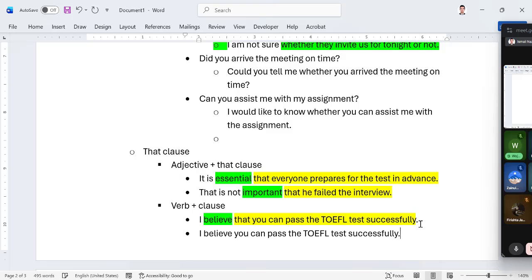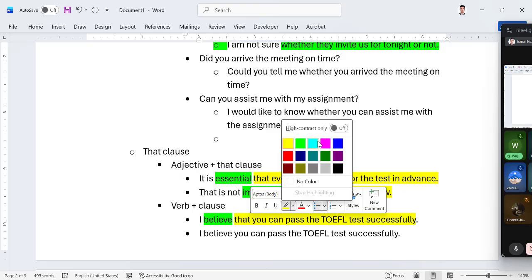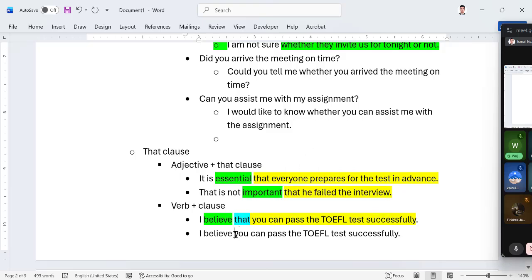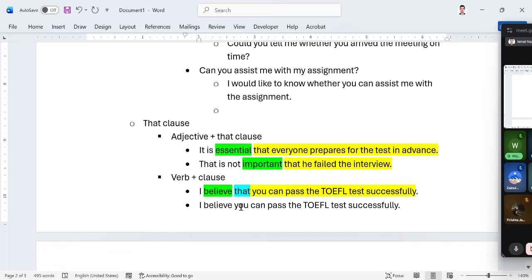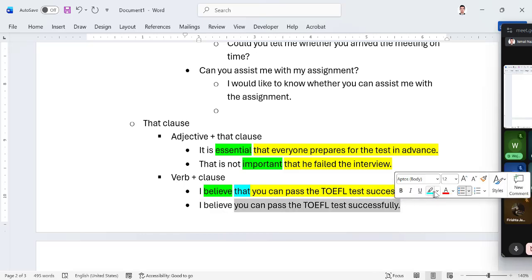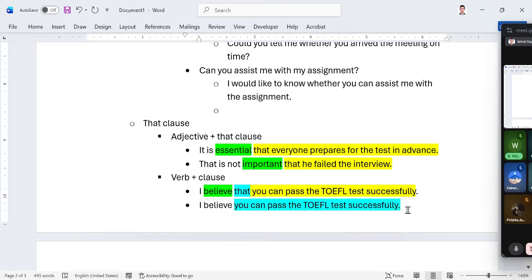So as the object, we may often remove the word that. That is the introducer here. It introduces the clause, so it can also be omitted. In both cases, the clause that comes after the verb is a noun clause. It is our noun clause.